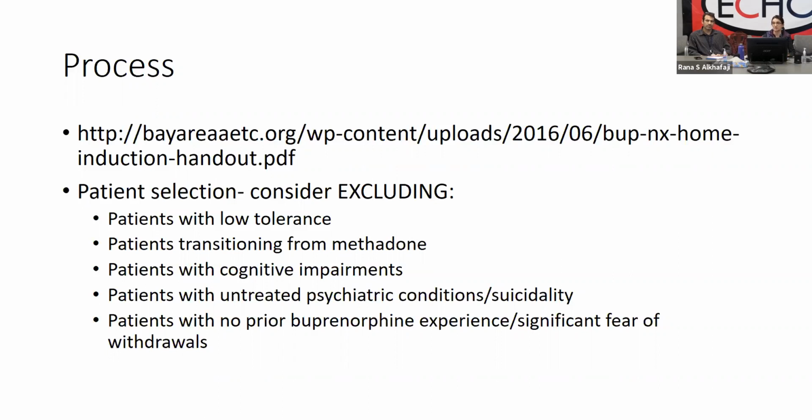Patients with cognitive impairment, untreated psychiatric conditions, severe conditions, suicidality may be referred in that moment to the hospital, but also these patients, in terms of their ability to follow the instructions closely at home, they may be someone that you prefer to have do it in clinic induction.